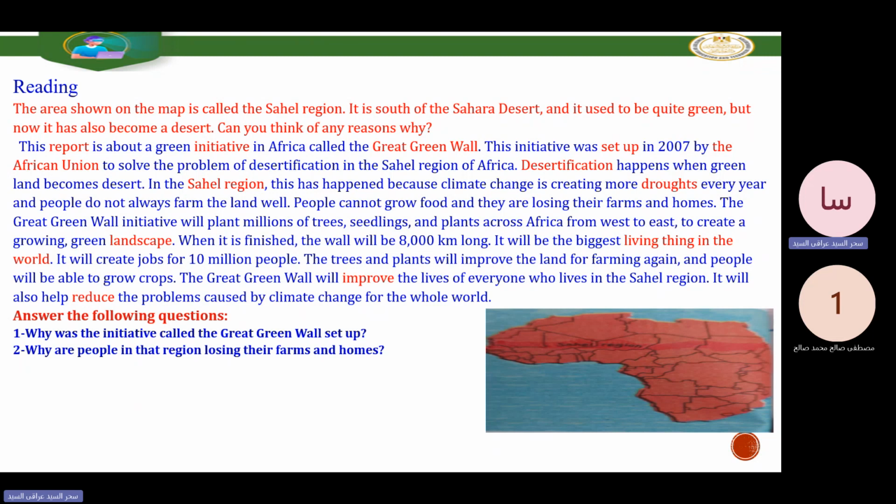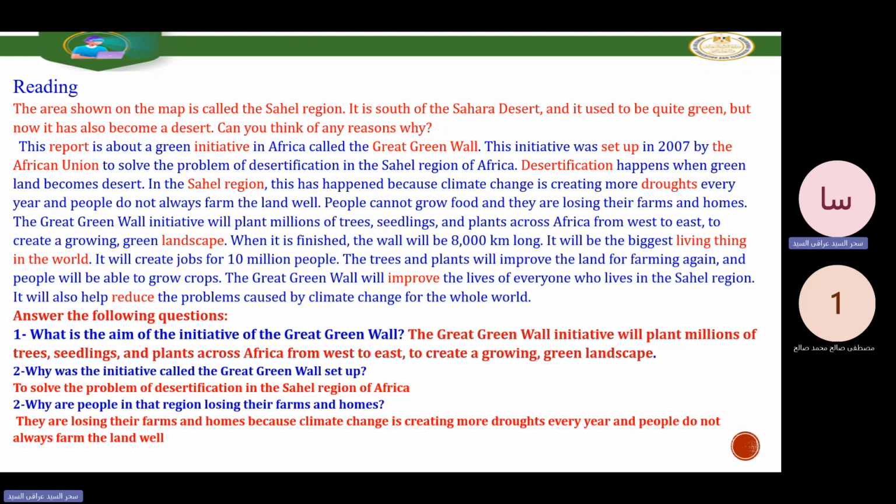Okay, let's check. What is the aim of the initiative of the Great Green Wall? Of course, the aim of the Great Green Wall Initiative is to plant millions of trees, seedlings and plants across Africa from west to east to create a growing green landscape, which will reduce pollution or the bad effect on the environment. Why was it set up? To solve the problem of desertification in the Sahel region of Africa.